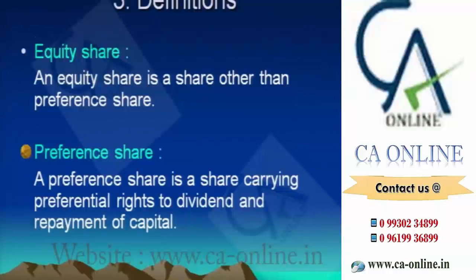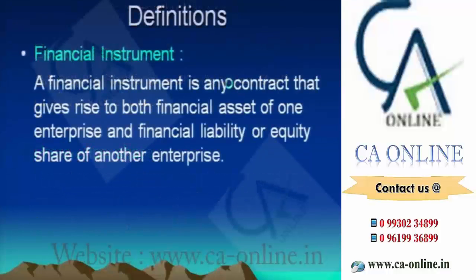First we'll see the definition of equity share, preference share, potential share, etc. What is an equity share? An equity share is a share other than a preference share, as per AS 20. So what is a preference share? As per AS 20, preference share is a share which carries preferential right to dividend and repayment of capital. So nothing great about it, normal definition.